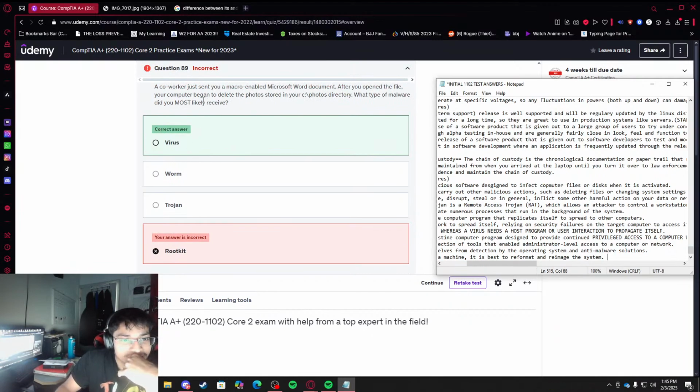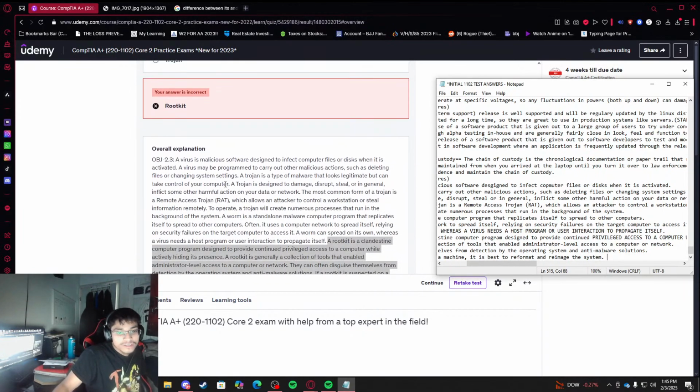Why is it a virus? A coworker just sent you a macro-enabled Word document. It needs a host system, so it really won't function until someone enables it. Trojan: the most common Trojan provides remote access, which allows an attacker to steal information. To operate, a Trojan will create numerous processes that run in the background of the system. A worm is a standalone computer program that replicates itself to spread to other computers. Okay.